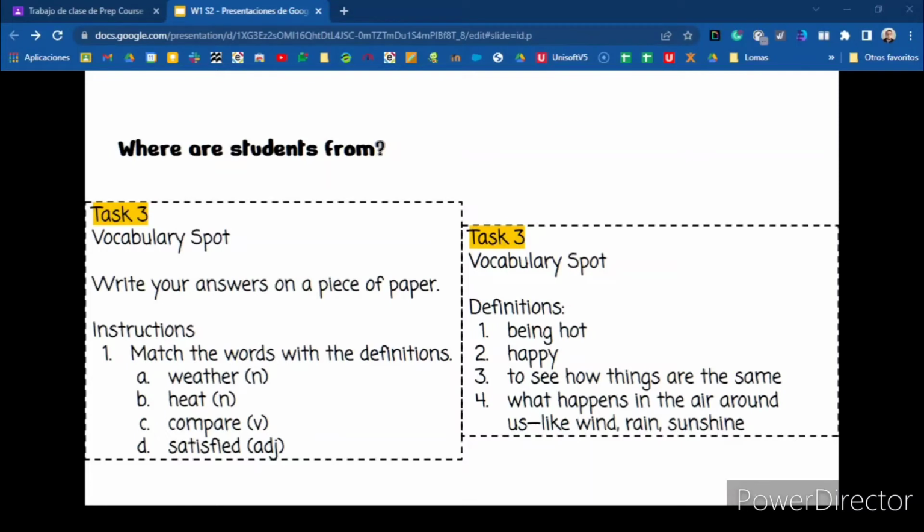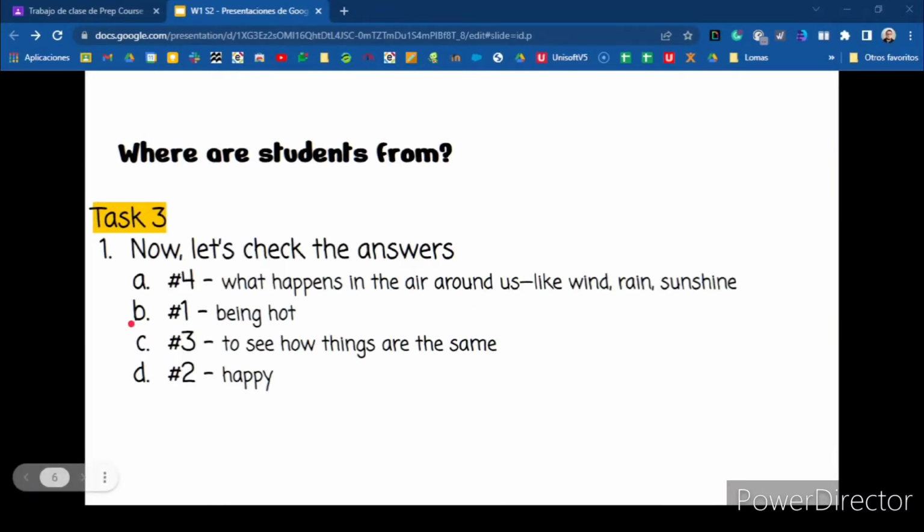Cool. So thank you for pausing again. It's time to check your answers. So for the letter A, the definition is number 4. For the letter B, the definition is number 1. For the letter C, definition is number 3. For the letter D, the definition is number 2.